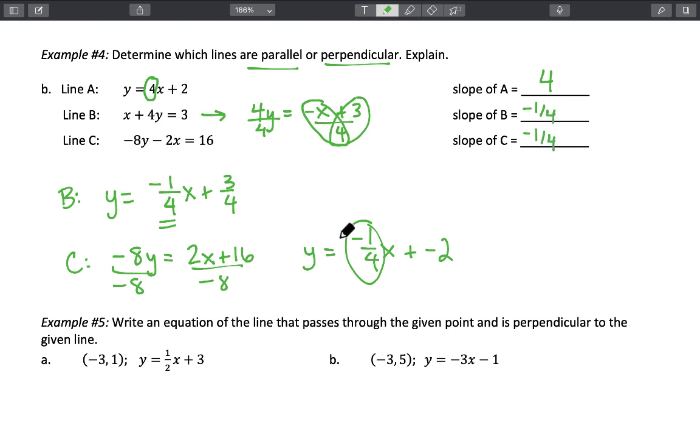If you didn't follow some of that algebra, feel free to rewind the video and watch that over again. But I have two lines that are parallel, and I've got a couple of pairs of lines that are perpendicular. You tell me which lines are parallel and which ones are perpendicular.